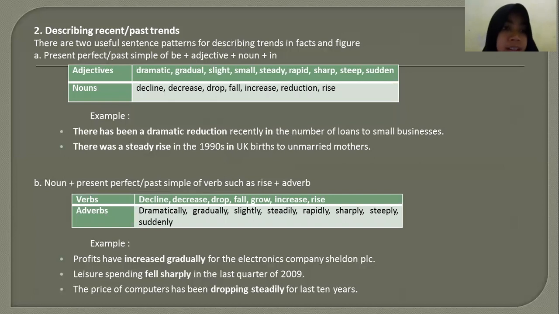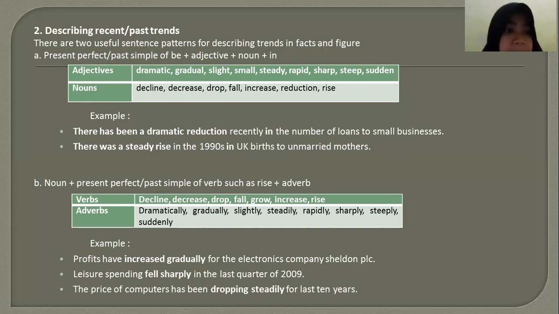The examples are: there has been a dramatic reduction recently in the number of loans to small businesses. There was a steady rise in the 1990s in UK births to unmarried mothers.